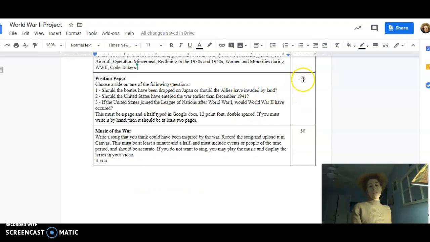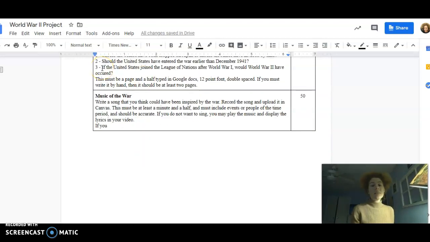Okay, position paper. This is worth 50 points. You're going to choose a side on one of the following questions. The first question is, should the bombs have been dropped on Japan, or should the Allies have invaded by land? The second, should the United States have entered the war earlier than December of 1941? And then the third, if the United States joined the League of Nations after World War I, would World War II have occurred? So y'all should all remember learning about the League of Nations and World War I a few weeks ago. This has to be a page and a half typed in Google Docs, 12-point font, double-spaced. And if you write this by hand, then it should be 2 pages.